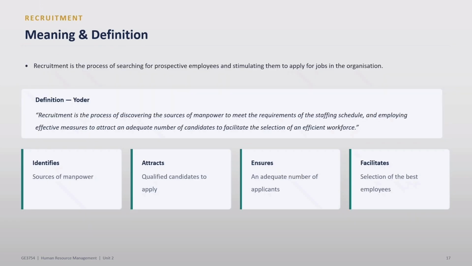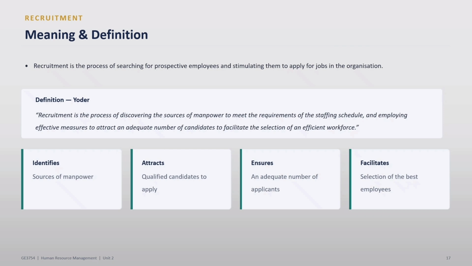Now we move to the next major topic, recruitment. Recruitment is the process of searching for prospective employees and encouraging them to apply for jobs in the organization. In simple terms, recruitment is about finding suitable candidates and attracting them towards the available job opportunities. Recruitment begins when an organization identifies a vacancy and decides whether a new employee is required. According to Yoder, recruitment is the process of discovering sources of manpower to meet the staffing needs of an organization.